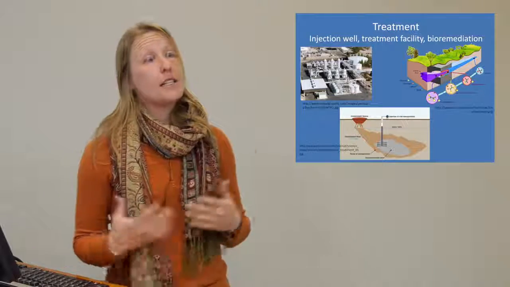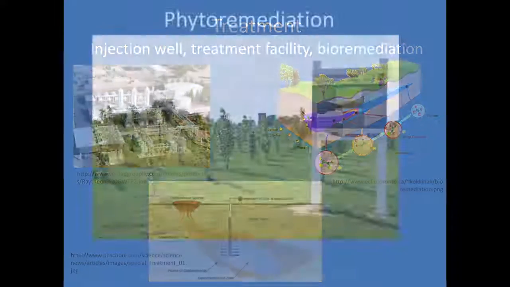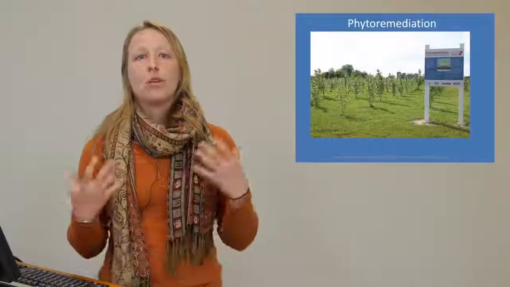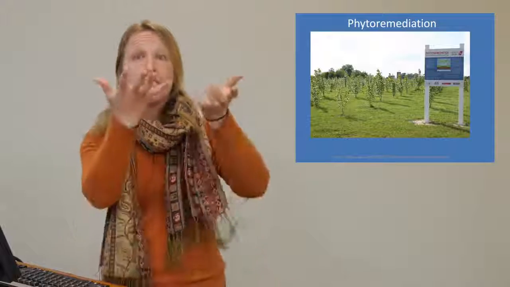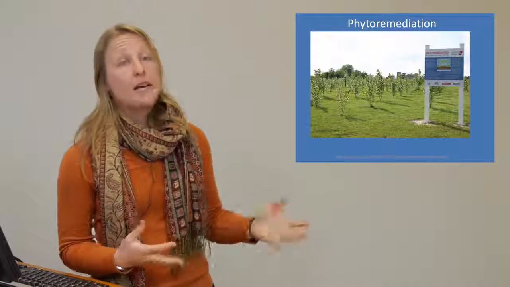In terms of treatment, there are several different options. You can inject a chemical into the subsurface to treat the plume in situ. You can have a surface treatment facility where you treat water that's pumped out of the ground, or use bioremediation. One potential solution is phytoremediation. This has been used at the Port site. In this case, you'd have trees or plants that are planted in order to extract contaminated water, and at the end of their lifetime, they would typically be cut down and landfilled.